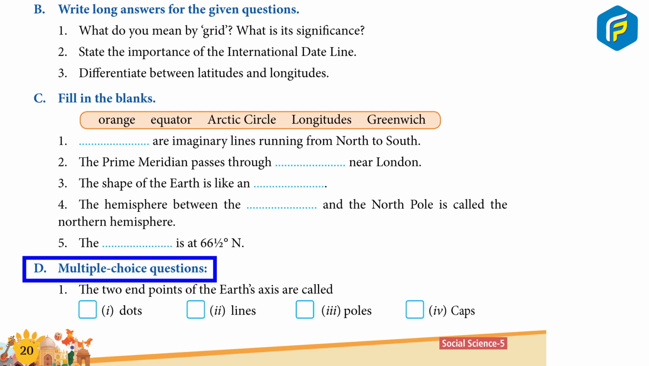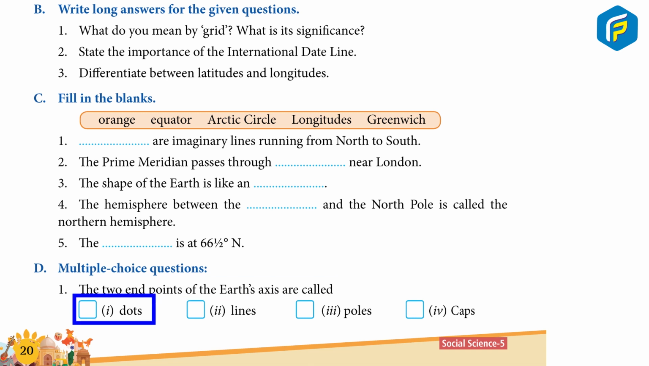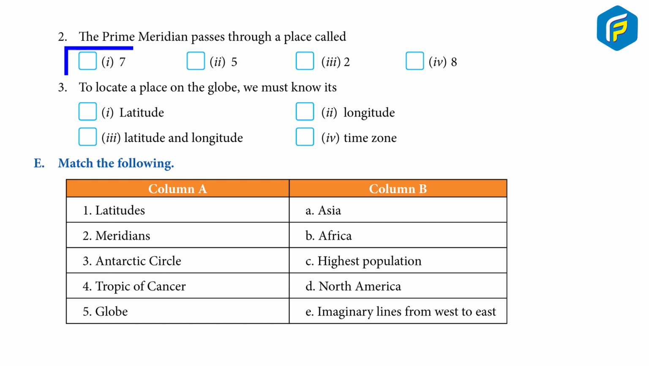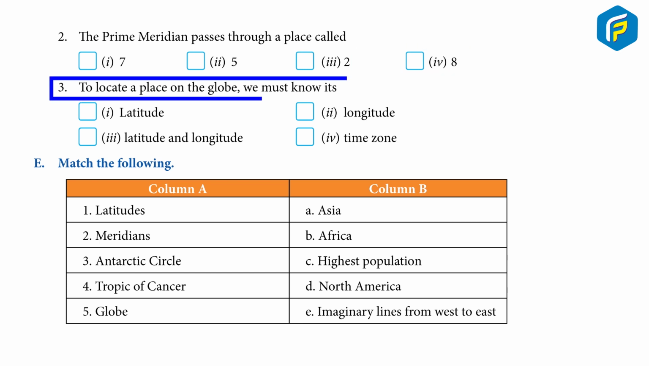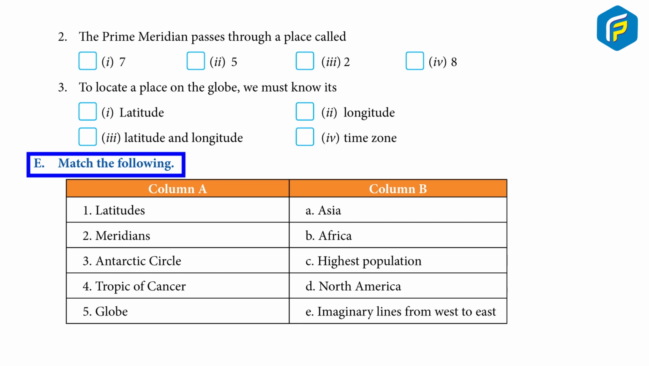D. Multiple choice questions. 1. The two end points of the earth's axis are called: 1. dots, 2. lines, 3. poles, 4. caps. 2. The prime meridian passes through a place called: 1. Greenwich, 2. Paris, 3. Rome, 4. Berlin. 3. To locate a place on the globe, we must know its: 1. latitude, 2. longitude, 3. latitude and longitude, 4. time zone.